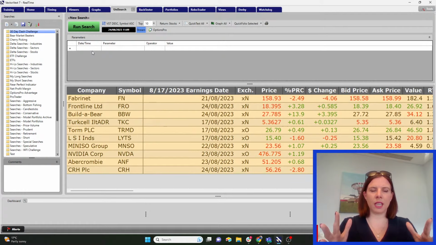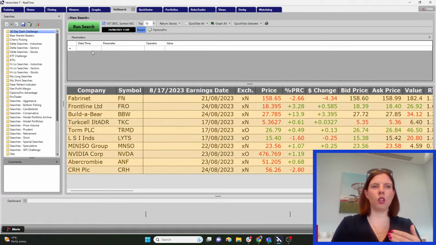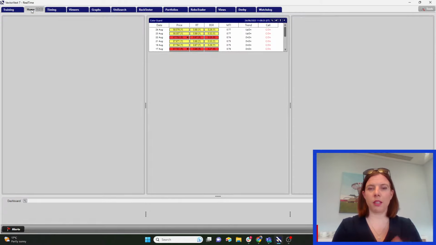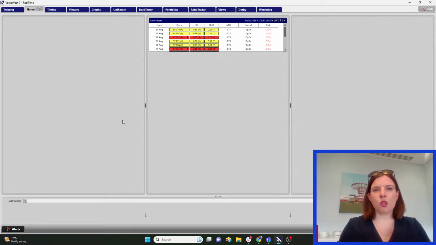When you take a trial of VectorVest and you go in, you're going to be greeted by a home screen. If you go on to become a subscriber after that, you'll still go in here to the screen. And this home screen, you can completely optimize it for how you want it to look yourself.